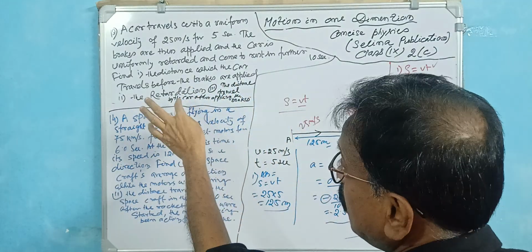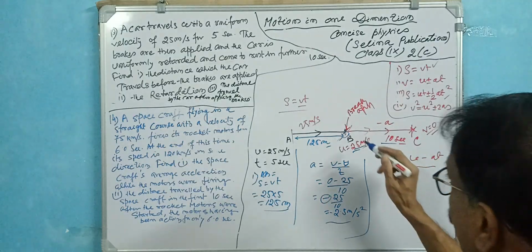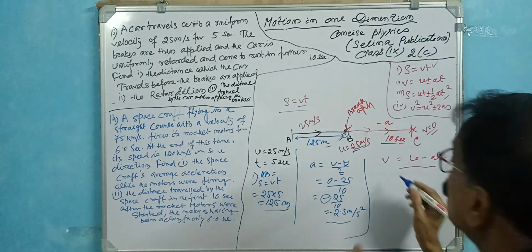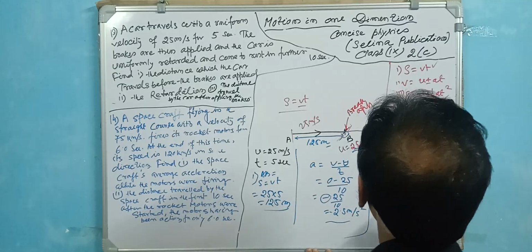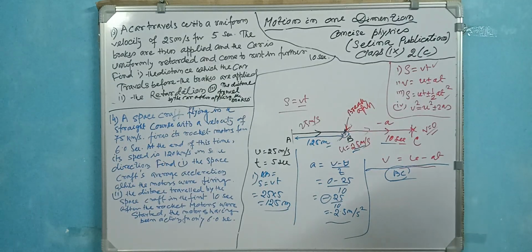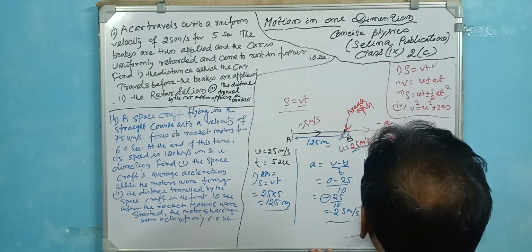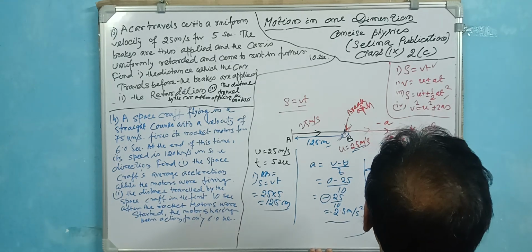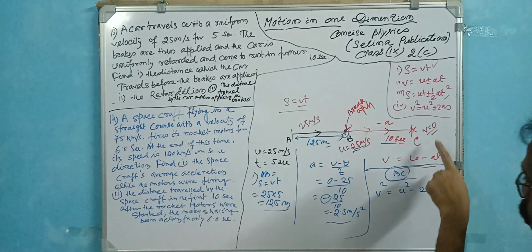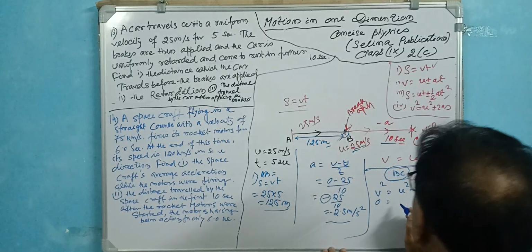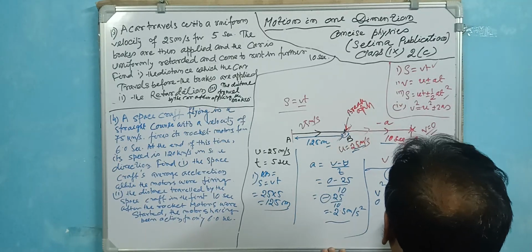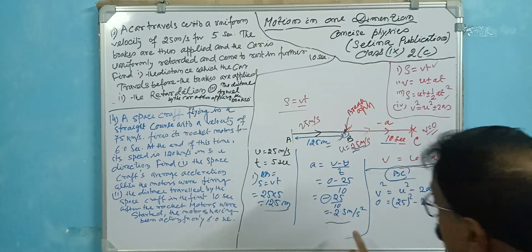The distance traveled by the car after the brake is applied. From here to here the brake is applied. So what is the distance traveled when the brake is applied? Here the formula is V square is equal to U square minus 2AS. V, you know, is 0. That means 0 is equal to U, this is 25, so 25 square, minus 2A, you already know A.